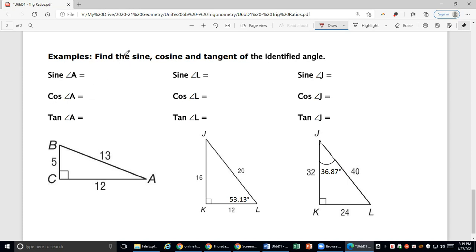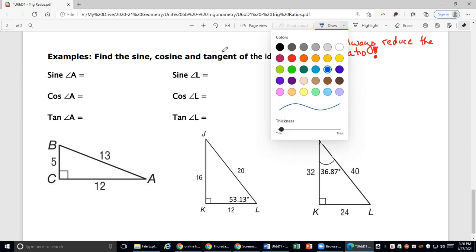Okay, so we want to find the sine, cosine, and tangent of the identified angle, and something that's super important to always remember is we need to always reduce the ratio. Always reduce the ratio. So if you have 2/4, you should reduce that to 1/2, right? Okay, let's look at our examples.